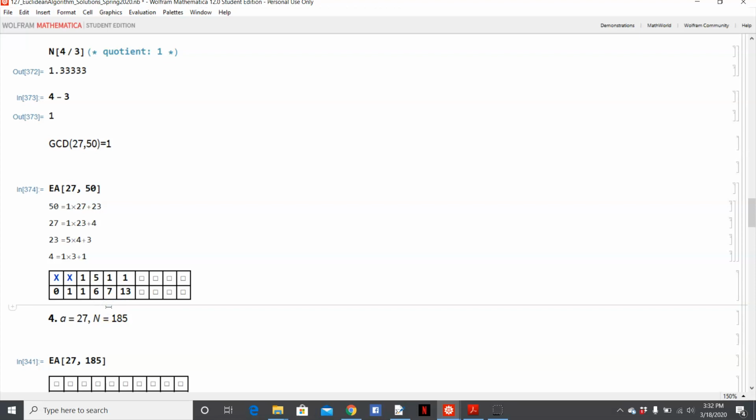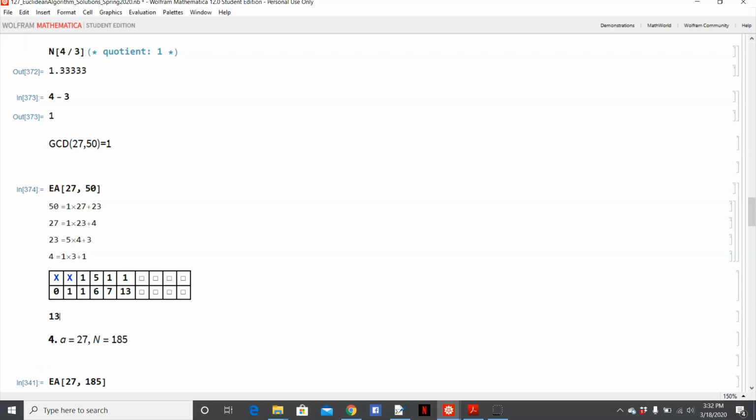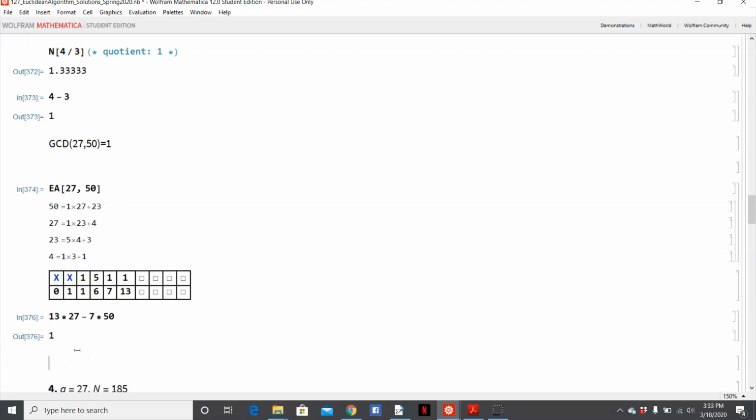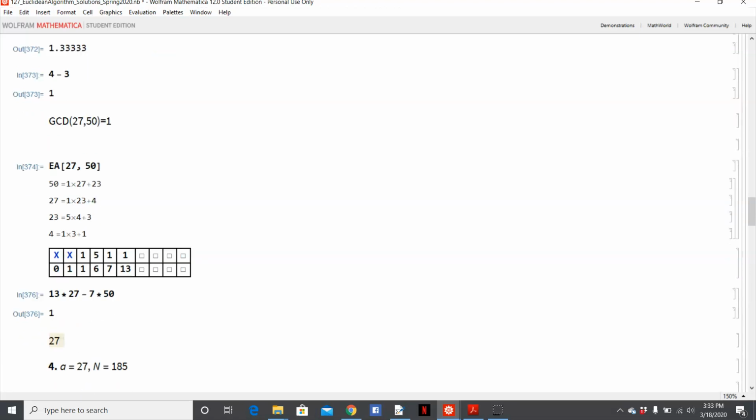Now, with my table complete, I take the last two numbers. I take 13, I multiply it by 27, and I subtract 7 times 50. That should be plus or minus 1. It's 1. Great. So when I reduce mod 50, this term would drop out and 13 times 27 would be 1.